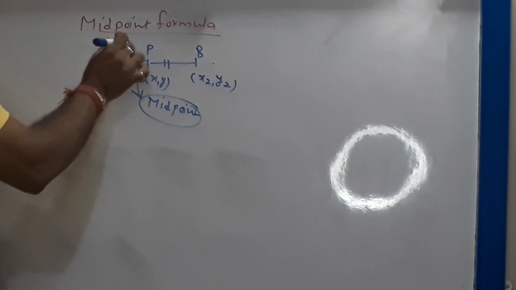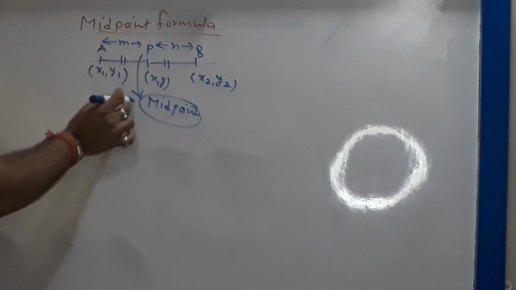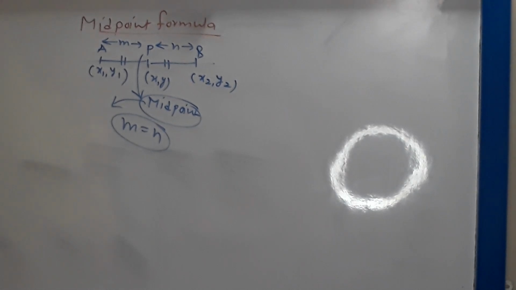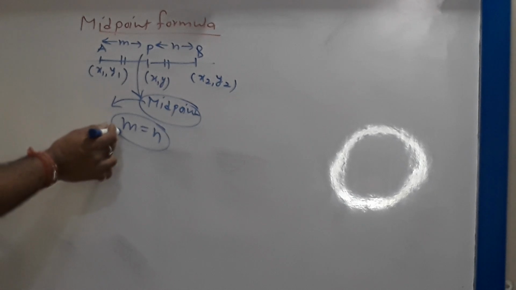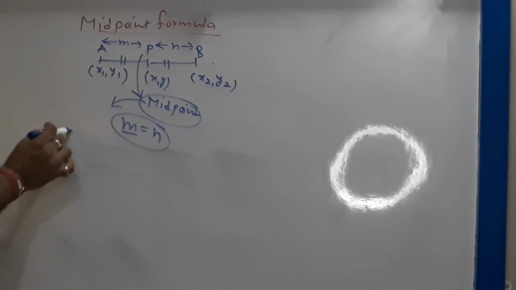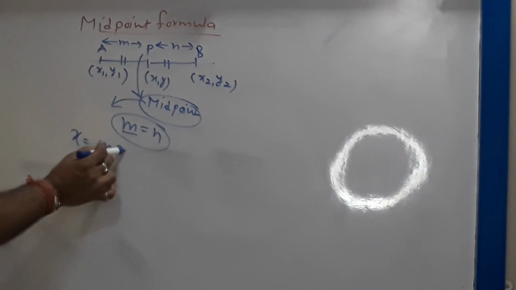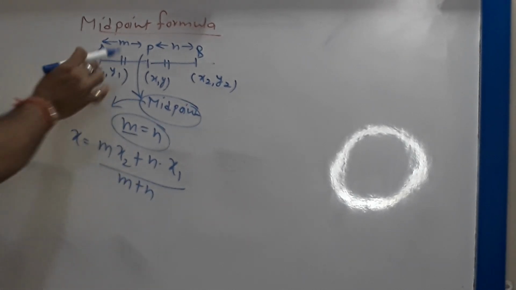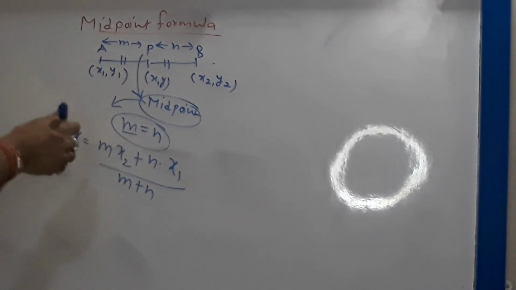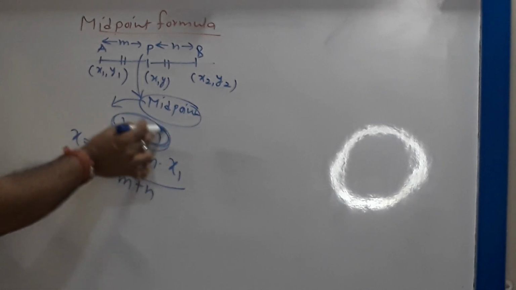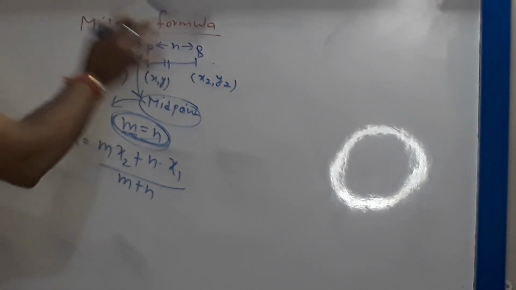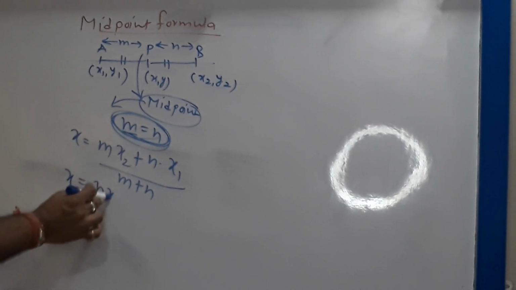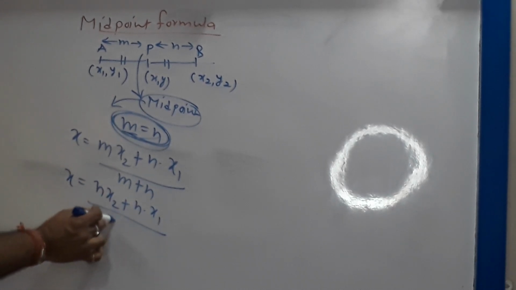So this ratio PA is m and this ratio PB is n. Then in case of the midpoint, m is equal to n. So we replace m by n in the section formula. What is x? M into x2 plus n into x1 upon m plus n. By the section formula, if P is anywhere between A and B, we apply the section formula, but if P is the midpoint of AB, then we apply the midpoint formula. Both ratios are equal because P divides equally, PA and PB are equal, so m is equal to n. If you replace m by n, we get n x2 plus n x1 upon n plus n.